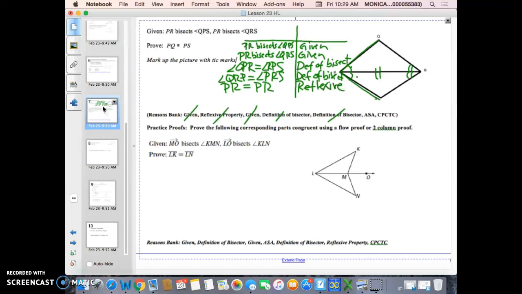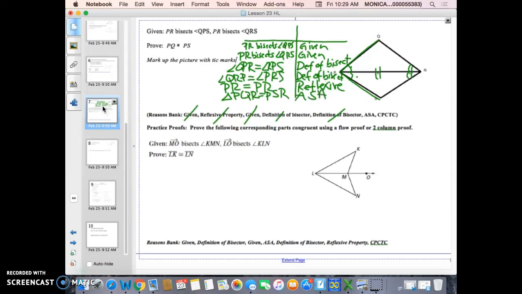Now I can conclude that the two triangles are congruent, so I can say that triangle PQR equals PSR, and that is because of angle, side, angle.